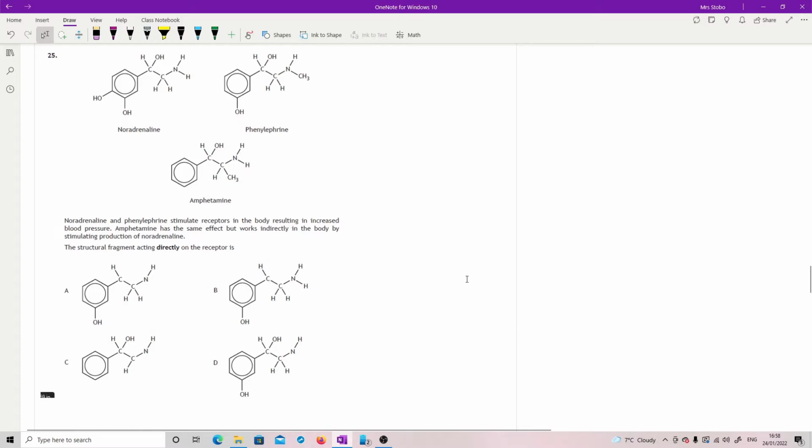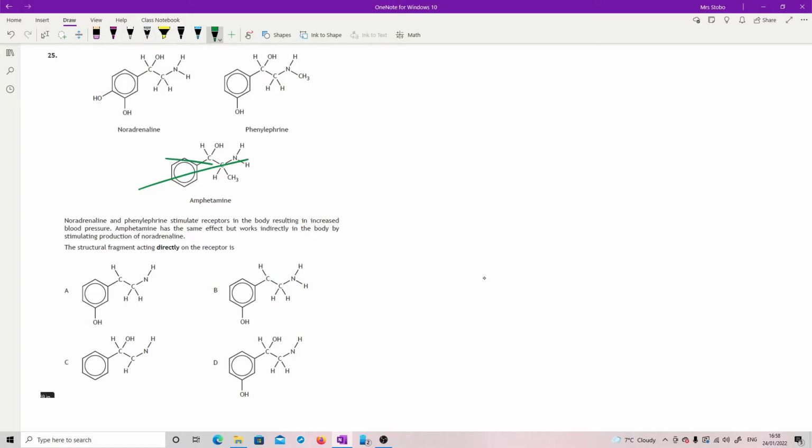Question 25. Right, we've got 3 diagrams here. I realise that I should have maybe copied an extra one, but you can hopefully still see clearly. Okay, we've got noradrenaline, phenylephrine, and amphetamine. Okay, noradrenaline and phenylephrine stimulate receptors in the body, resulting in increased blood pressure. Amphetamine has the same effect, but works indirectly in the body by stimulating production of noradrenaline. The structural fragment acting directly, it's in bold, on the receptor is.